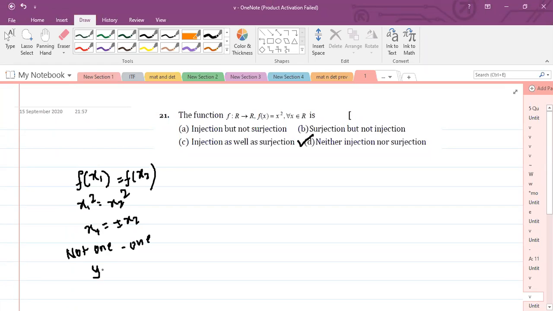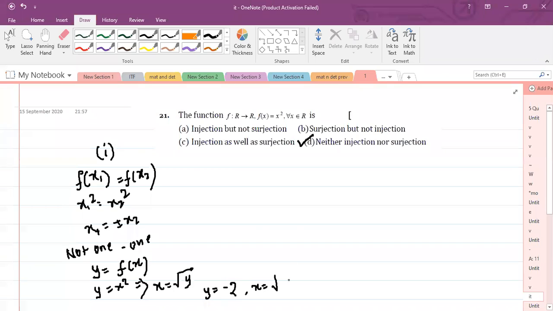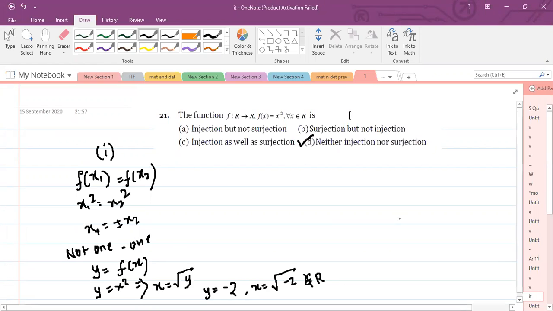So the second method is y is equal to f(x), the onto method. This is the first method. I will explain this problem in four different methods. All the methods are useful in some problems, but for this problem I will explain all four. y is equal to x square implies x is equal to root y. This function is defined from R to R. If y is equal to minus 2, x is equal to square root of minus 2, which does not belong to R. Therefore it is not onto, hence it is option D.